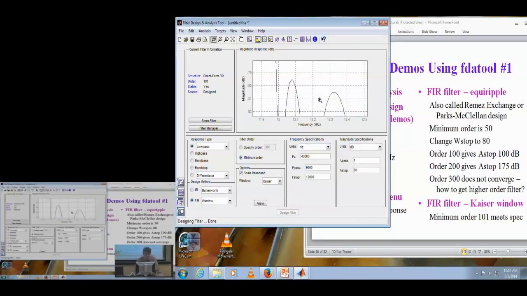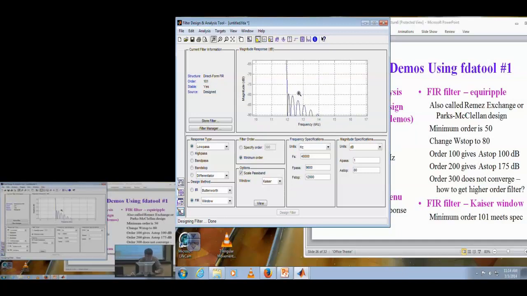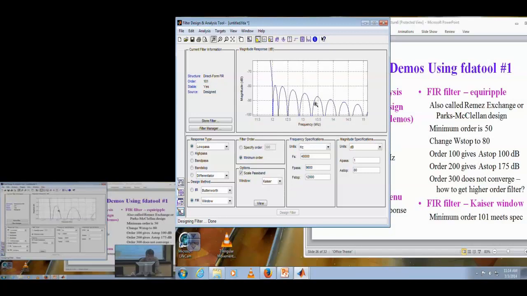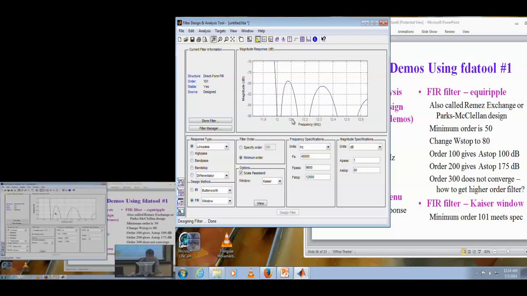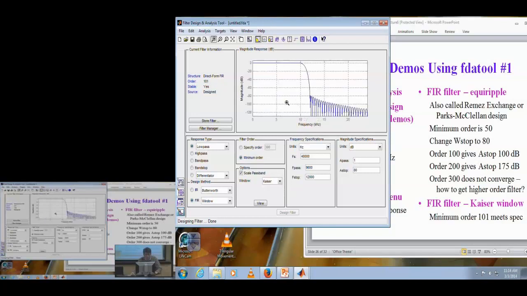We're at a little bit higher order than 101, right? So where's my stop band frequency? Anything above 12 kilohertz needs to have less than minus 80 dB of attenuation. So I fail. Looks like I fail right here, a little above 12. Okay, so whatever version I was using on my laptop gave me a different answer. So let me see what we can do here.